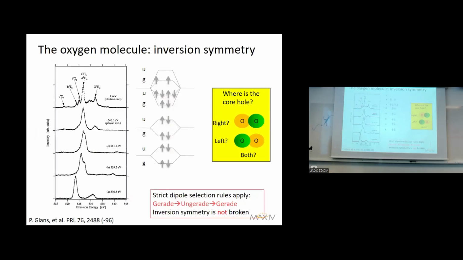So there's a lot of things we can do. I figured I'll just take one example from the old times. This is the oxygen molecule, O2, inversion symmetric. This means that you have strict selection rules. You will have only gerade to ungerade to gerade transitions with the photon, because you need to change parity by one.